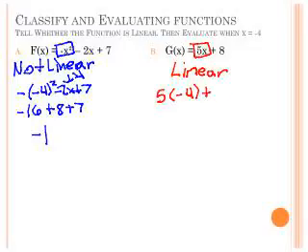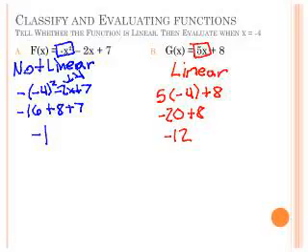Even though it's linear, it still wants us to evaluate this when x is -4. So we plug our -4 in there, and we're going to get negative 20 plus 8. Negative 4 times the 5 gives us negative 20. When we add these two together, we end up with negative 12 as our answer.